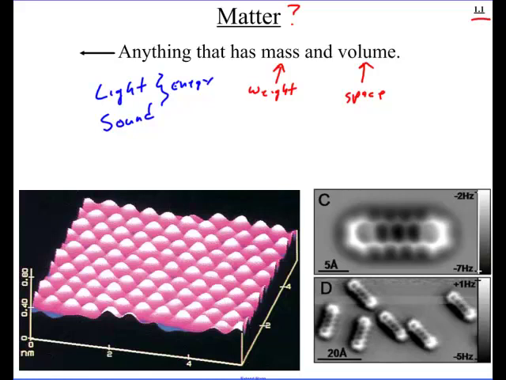And the cool thing is, forever they said we'd never be able to see atoms. Well, they've come up with some specific microscopes that will not necessarily see the atoms, but they can feel the atoms. And so what all those little bumps represent are individual atoms sitting on a plate. And that's kind of like the electron cloud.